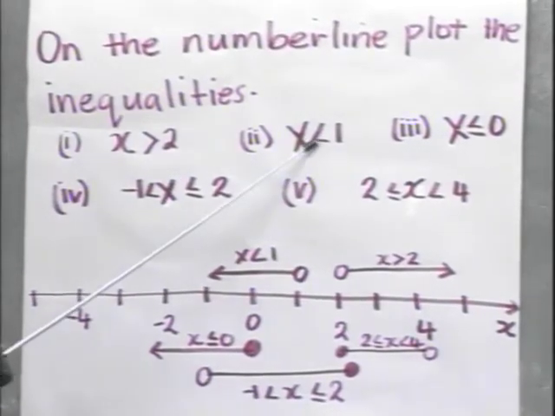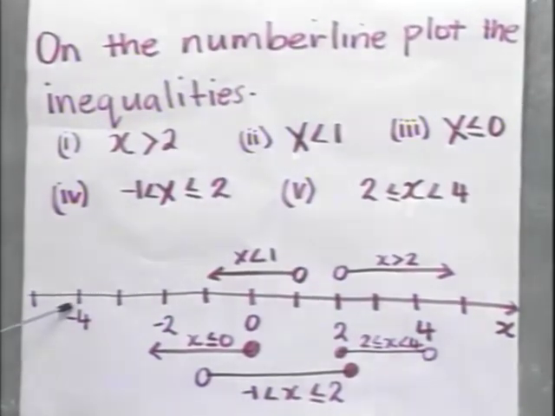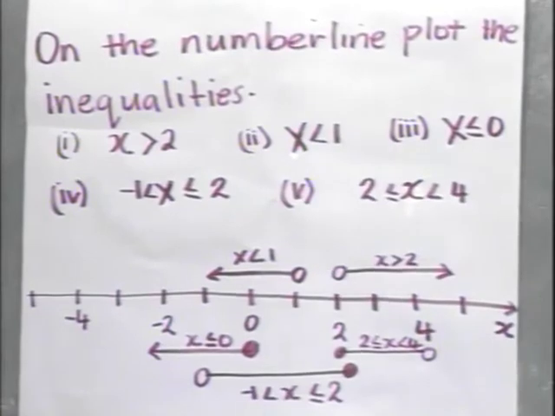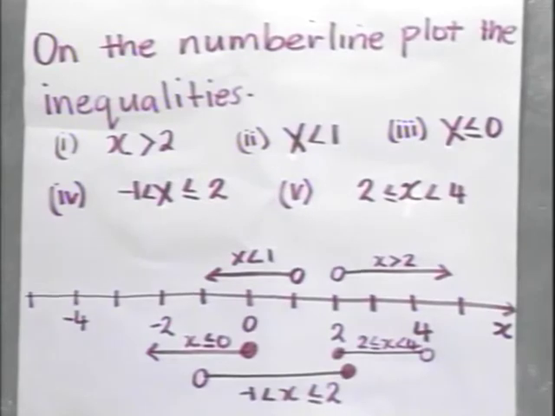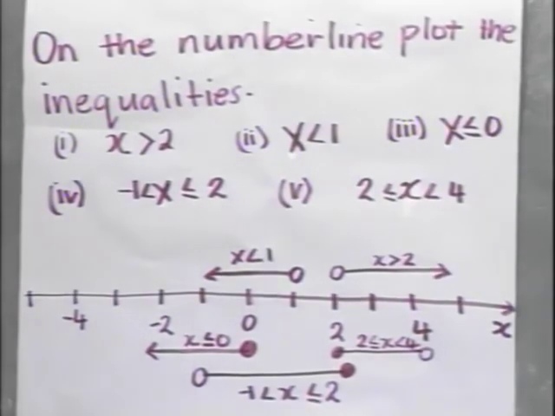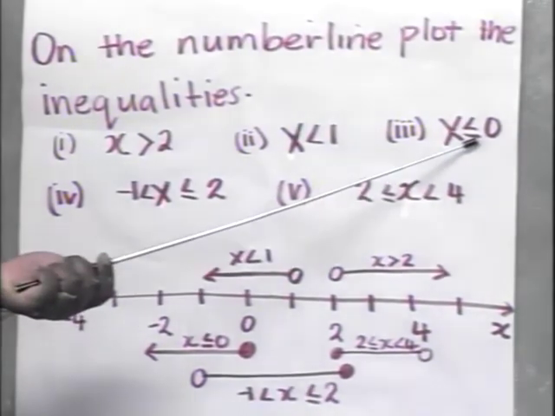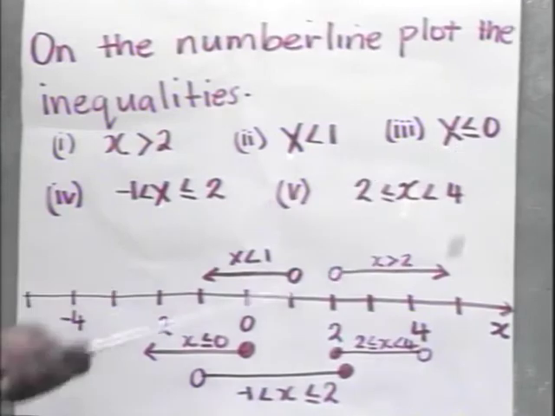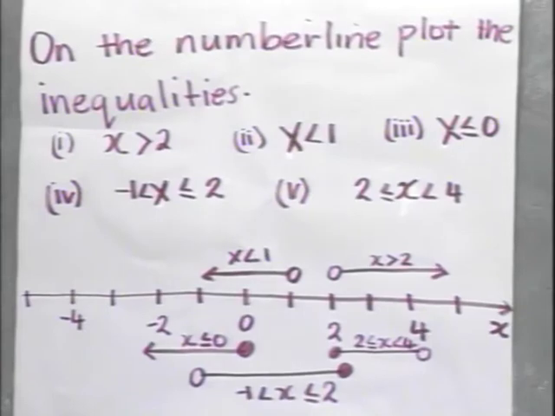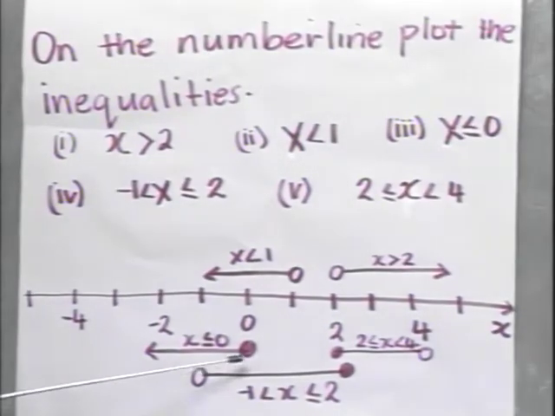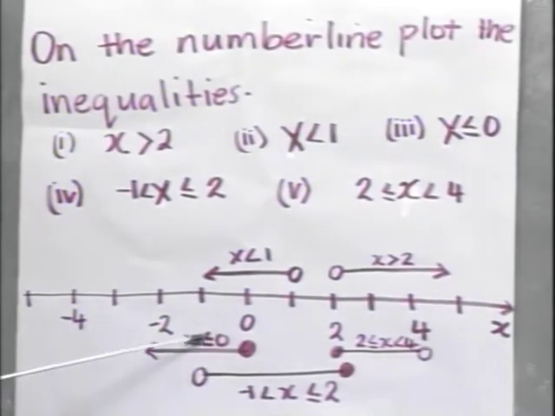Now, if x is less than 1, if you have a look at this, it's the opposite direction because it now defines all the numbers that are less than 1, which means they'll be on the left-hand side of 1. All right, number 3, x is less than or equal to 0. If x is less than 0, then it must be on the left-hand side of 0. Okay, if you look at this line here, x is less than or equal to 0.